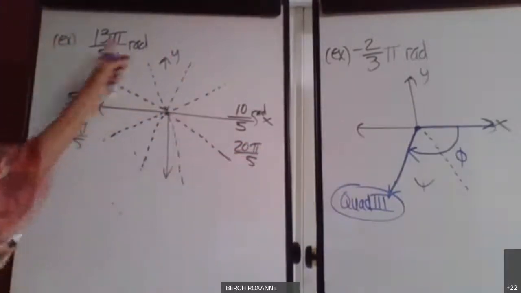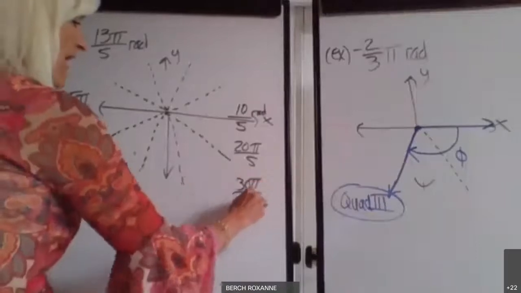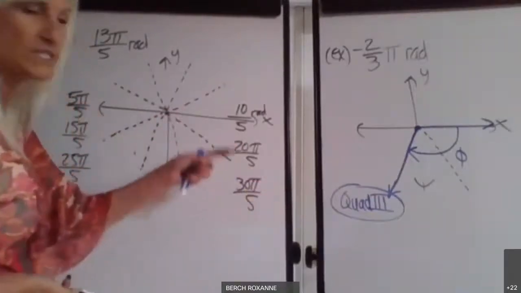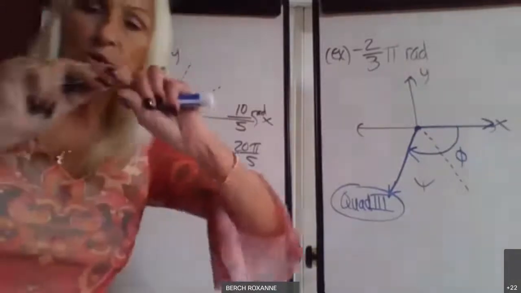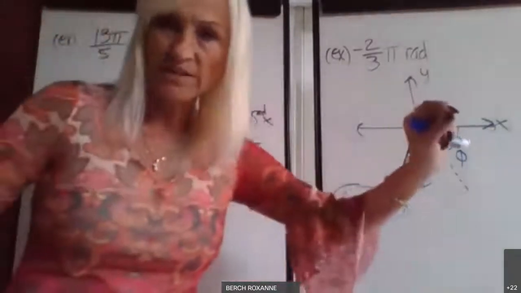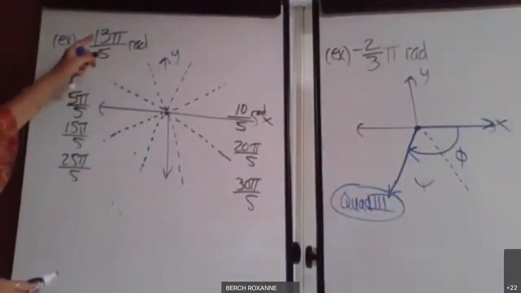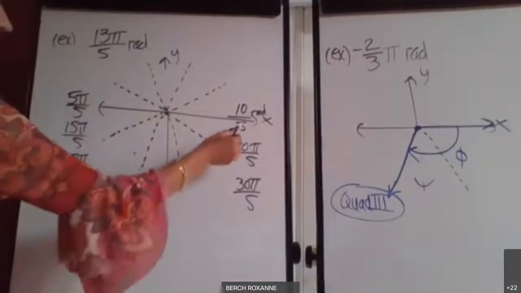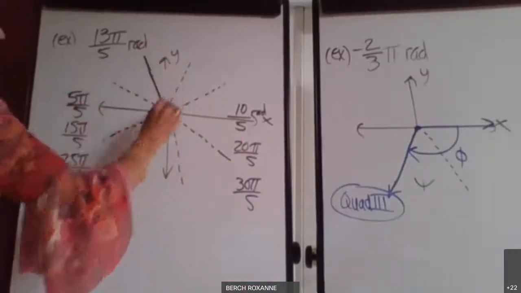And what would it be if you went another rotation? 25 pi over 5. And then this would be 30 pi over 5, right? 2, 4, 6. So that's what I do, I use those horizontals to help me graph. All right, so we want 13. So one revolution is 10 pi, 11, 12, 13.